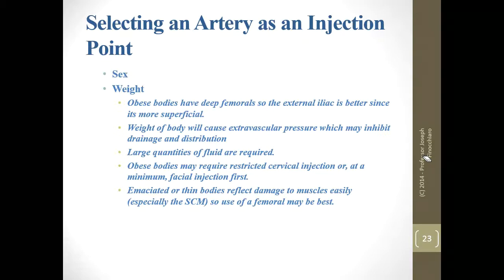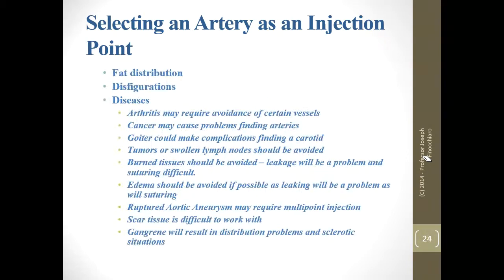So now we're looking at even multi-point injection. We're going to have large quantities of fluid injected. Obese bodies may require restricted cervical or at a minimum facial injection first to phase freeze it. And then emaciated or thin bodies reflect damage to muscles easily. So if you're going in there with your blunt dissection instruments and tearing things apart, you might wreck the overall appearance of the neck by shredding those muscles.